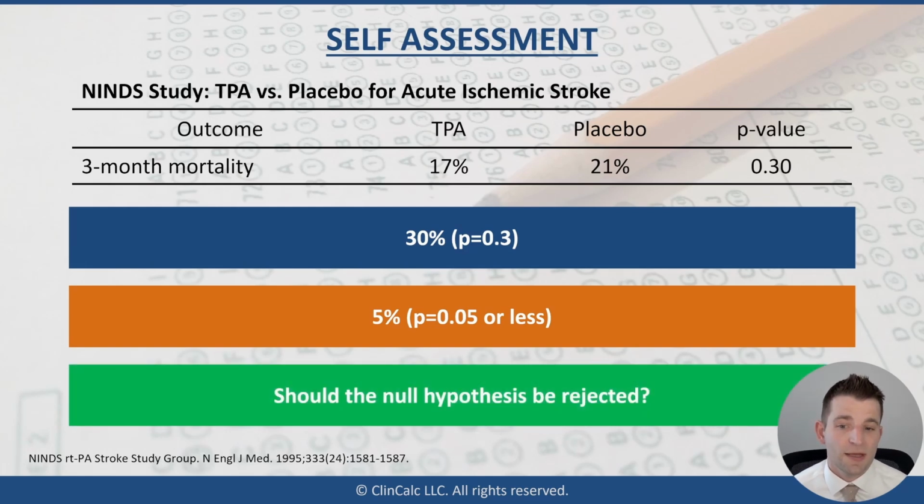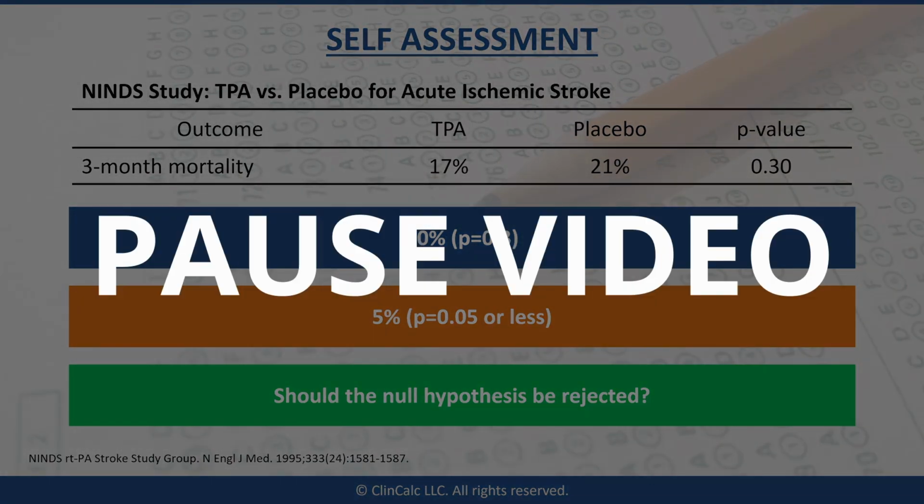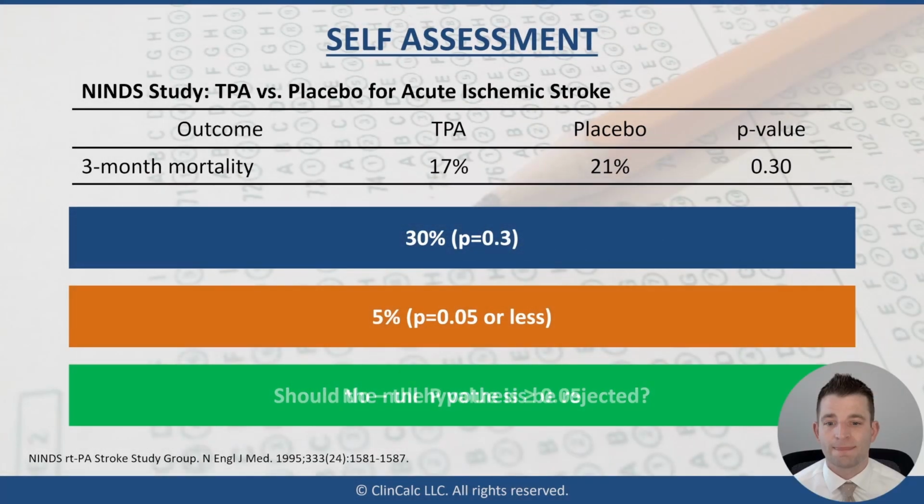So then finally 3, should the null hypothesis be rejected in the NINDS trial? And the answer here is no, we should not reject the null hypothesis. We should accept the null hypothesis because the p-value of 0.3 is larger than our alpha threshold of 0.05.